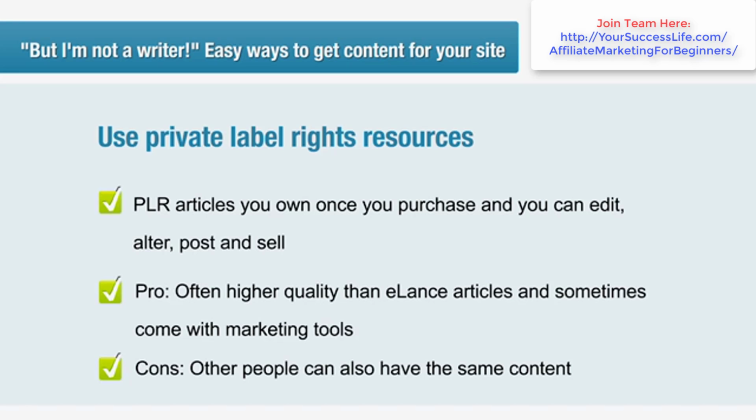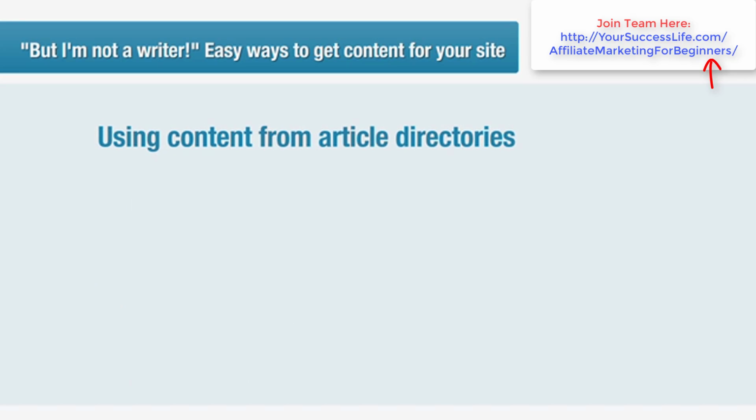For example, there will be other people using the articles as well. Number 3, using content from article directories. You can also source a wide range of articles, reviews, and other content from free article directories such as ezinearticles.com. With content from article directories, you're free to post it on your site as long as you don't edit the content at all.